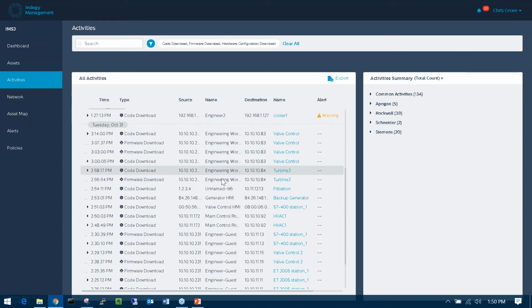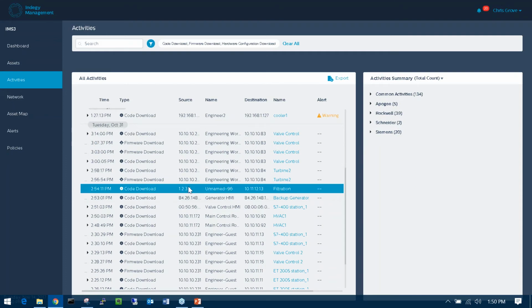And I'm scrolling through the records here, and I come down, and there's my first anomaly that I'm coming across. There's the unnamed guy doing stuff, unnamed 96 again. So there's a little bit of reconnaissance activity that happened from this guy. So we don't really 100% know what he's done yet in the other stuff, but we do know that he's at least read from our filtration system the code from that particular device. That could be indicative of a malware attack.